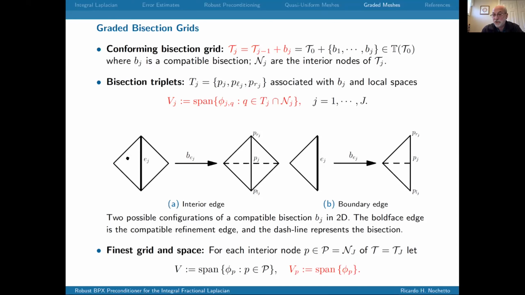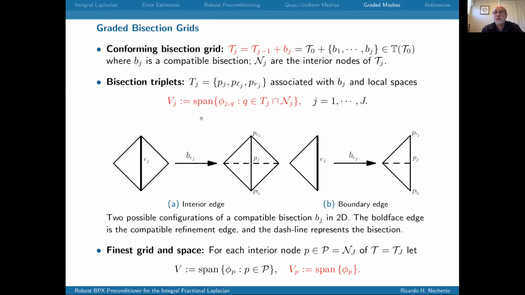So associated with the bisection, you have 3 points. As you see, you have the bisection point and the endpoints of the segment, which I call left and right. Associated with these 3 points, you have 3 basis or hat functions. I call them phi, j, q. And the 3 points form what I call this bisection 3 point. Okay, so for each bisection, you have a space of dimension 3.